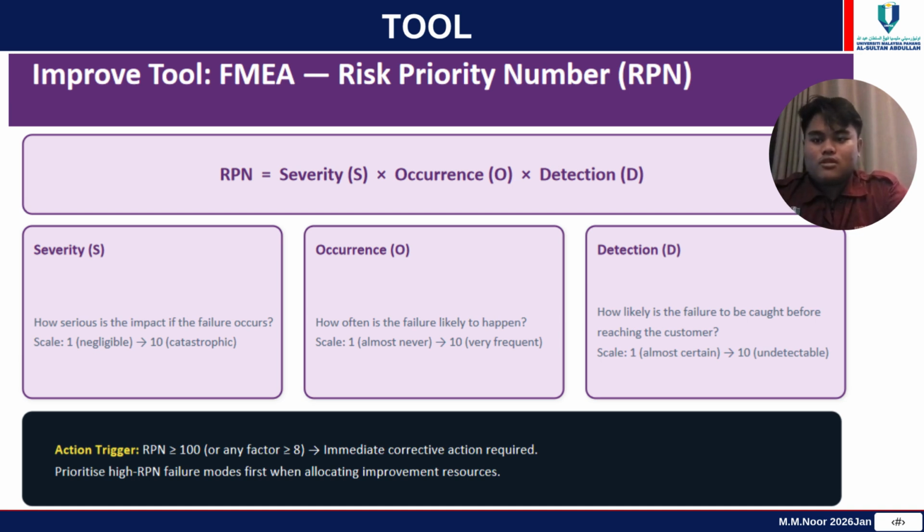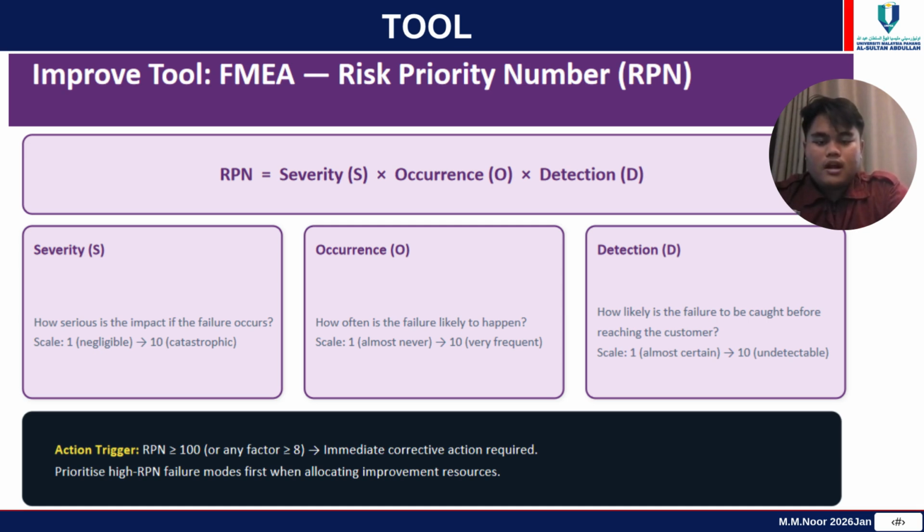A tool used during the improve phase is FMEA, Failure Modes and Effect Analysis. It calculates a risk priority number, RPN, by multiplying 3 distinct factors on a scale of 1 to 10. The equation is RPN equals severity times occurrence times detection. Severity is how serious the impact is if the failure happens. Occurrence is how frequently the failure is likely to occur. And detection, how likely we are to catch the failure before it reaches the customer.